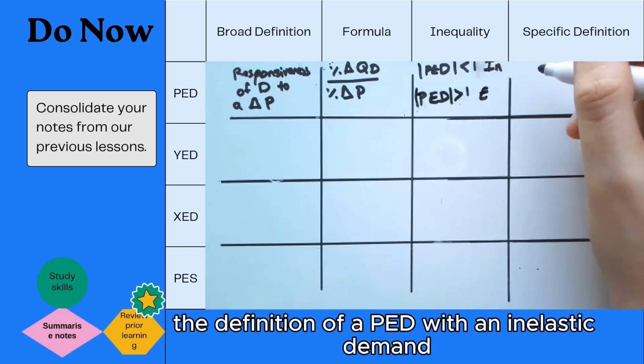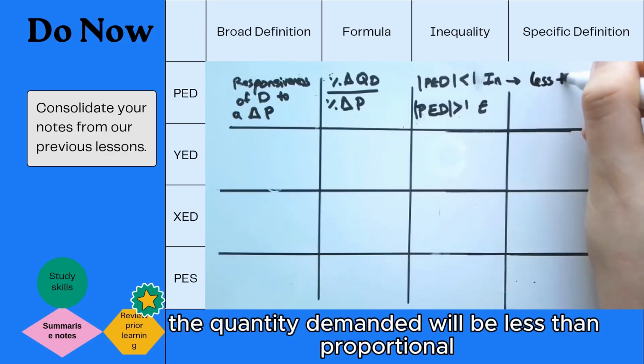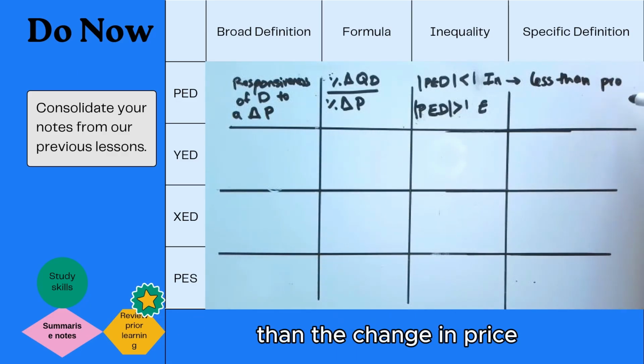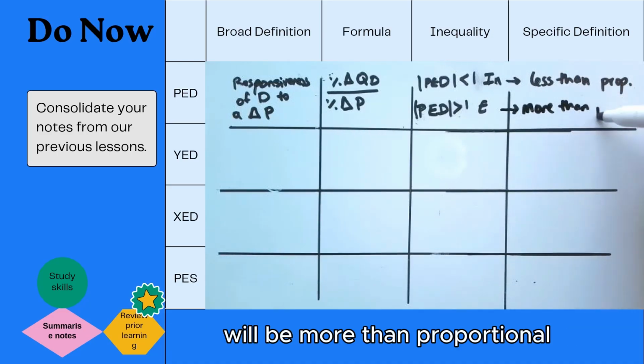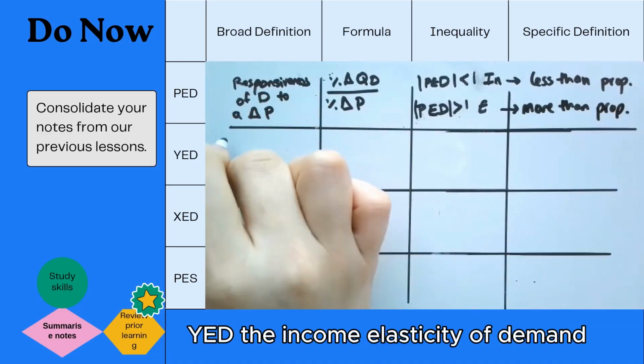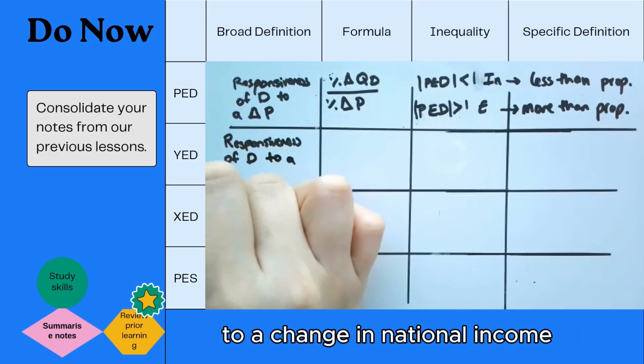The definition of an inelastic PED is that the change in quantity demanded will be less than proportional to the change in price. The definition for an elastic demand is that the change in quantity demanded will be more than proportional to the change in price. YED, the income elasticity of demand, measures the responsiveness of demand to a change in national income.